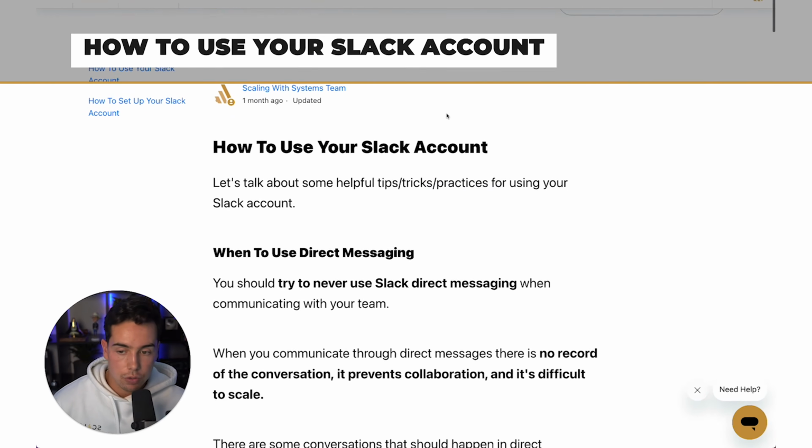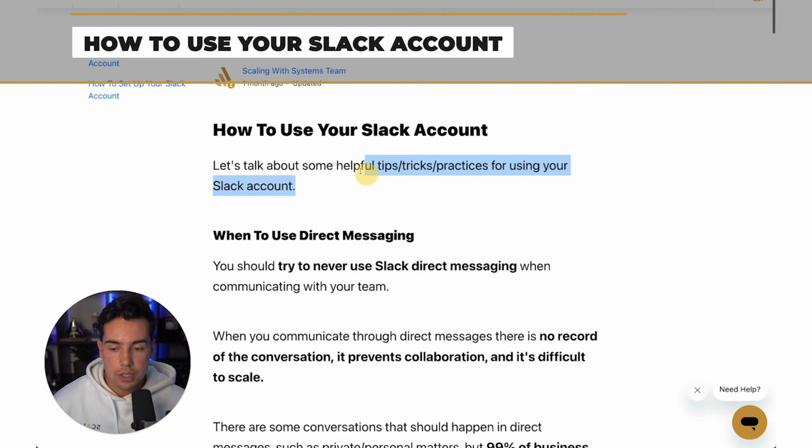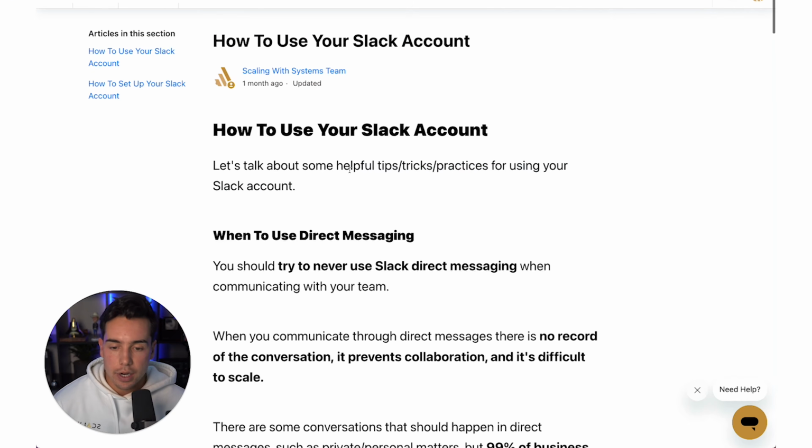Let's talk about how to use your Slack account. These are going to be some helpful tips, tricks, and practices for using your Slack account that we've used in order to turn Slack into something that's effective and efficient and not just like a 3 to 5 hour drain on your time every single day.